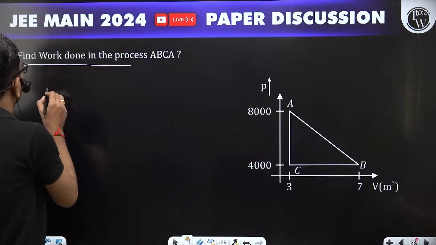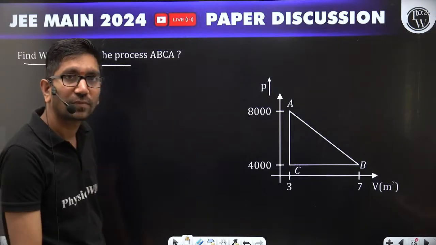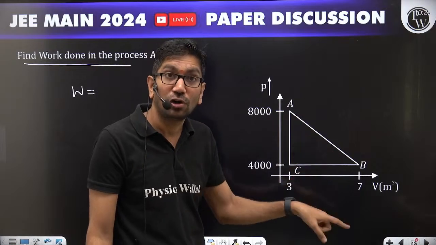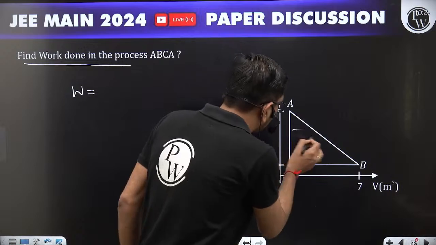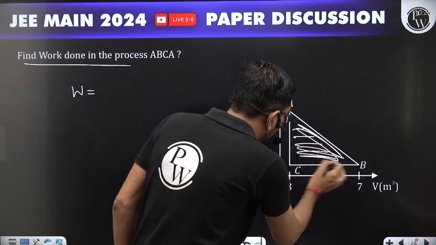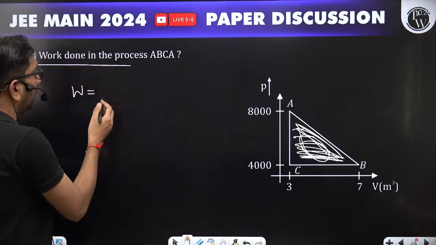Correct. Now, in order to calculate the work done, as everyone knows, in a pressure-volume graph, how do we calculate the work done? The area under the curve. The area of this gives us the work done.